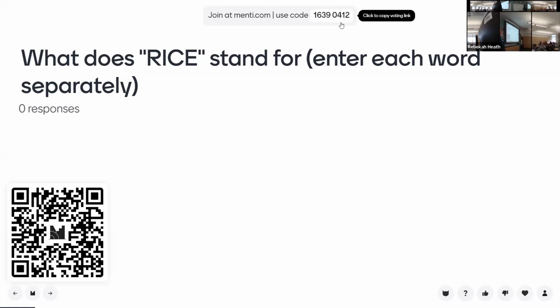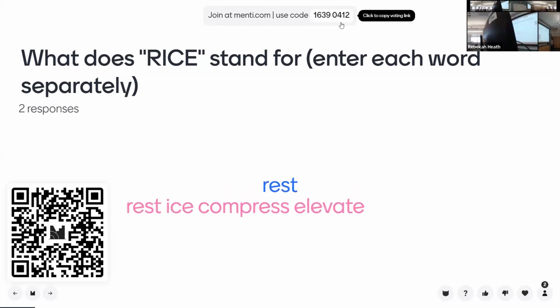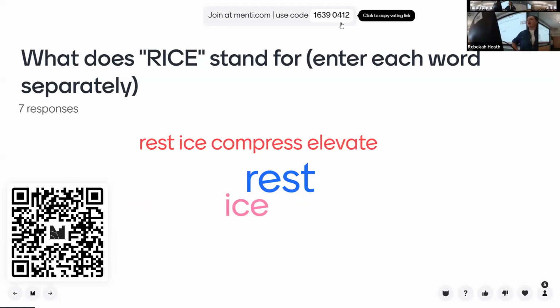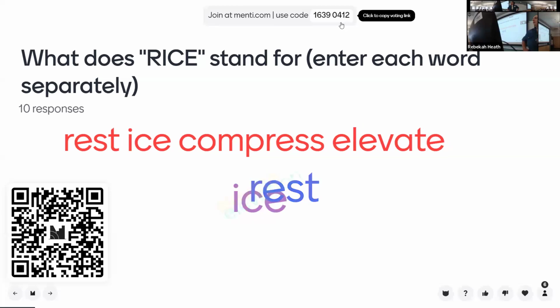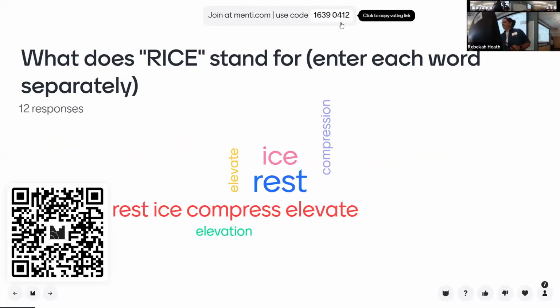So this is a lot of what we do for strains, sprains, irritation, and shoulder injuries. We use the RICE therapy for people. So go ahead and enter in, what does RICE stand for? One word, you can enter in 4 different times: once for what the R stands for, once for the I, the C, and then the E.